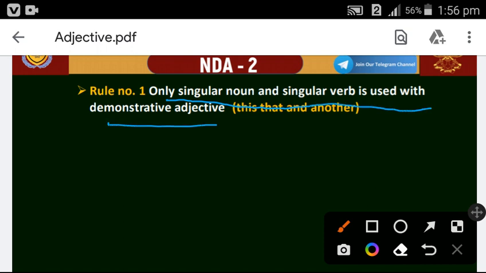What does it mean? When a demonstrative adjective is used in a sentence, we have to follow it with a singular noun, and when we use a singular noun, we must follow it with a singular verb by the concept of subject-verb agreement, which I am talking about.